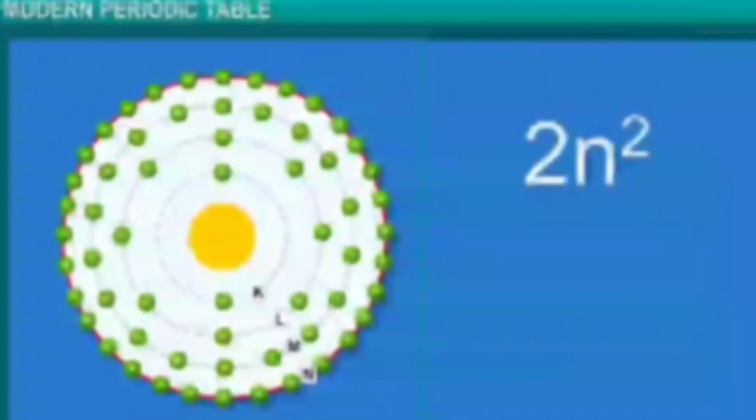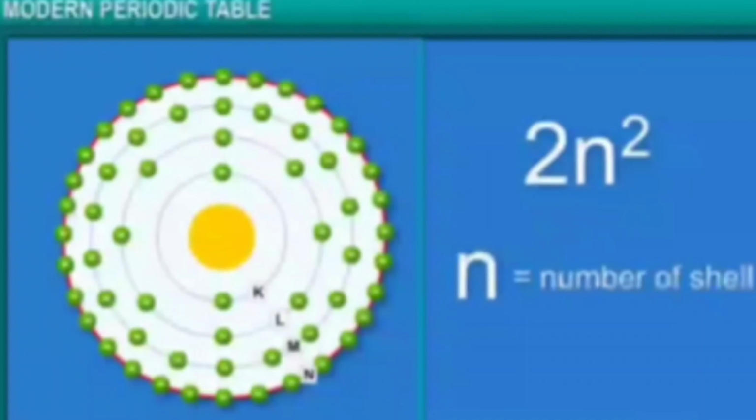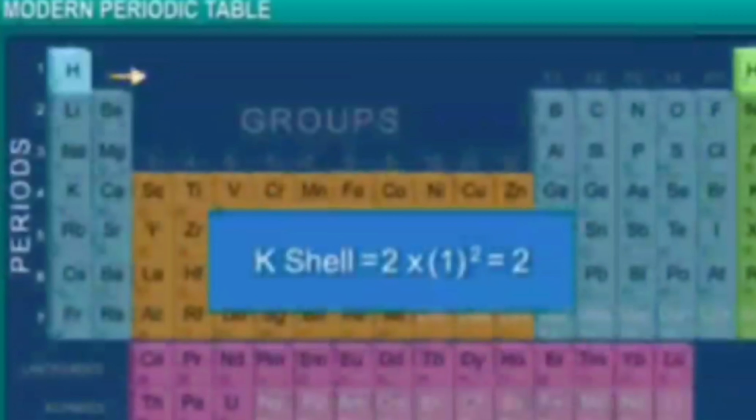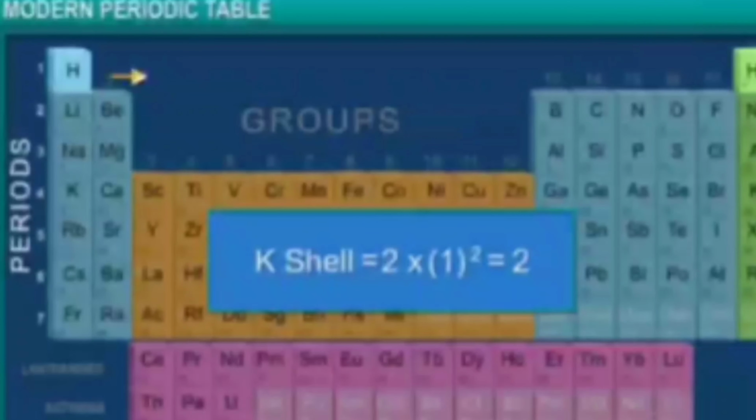For the first period, we have the formula 2n squared, where n is the number of shells. Like the first shell, K shell, which contains 2. K is the first shell, 1 squared, so 2 into 1 squared is equal to 2. That means the first period contains 2 elements.